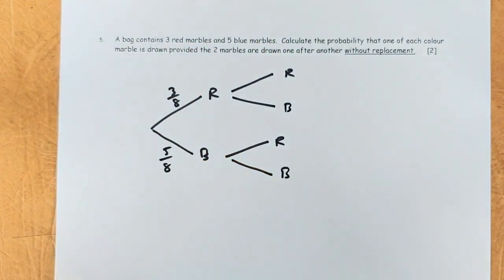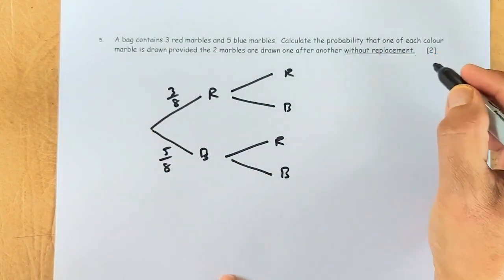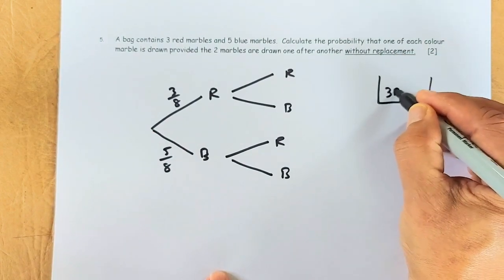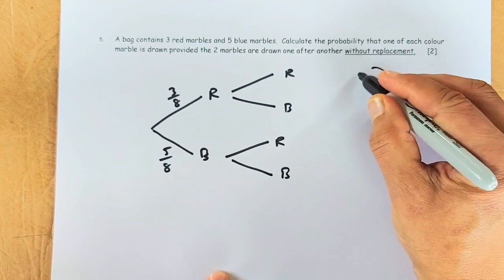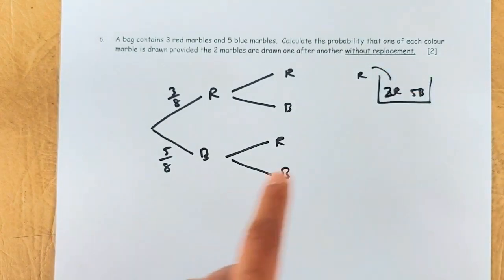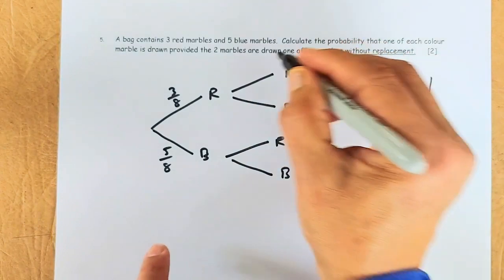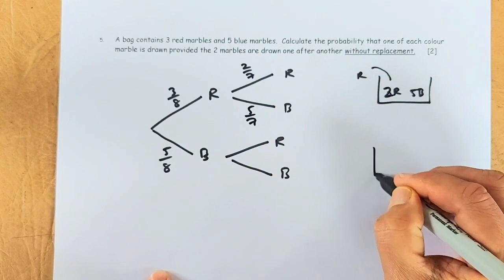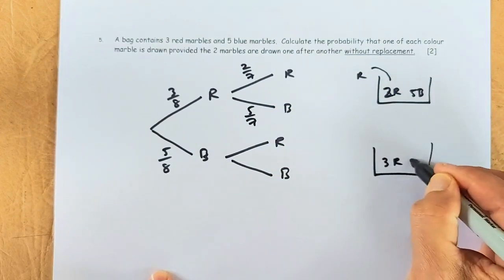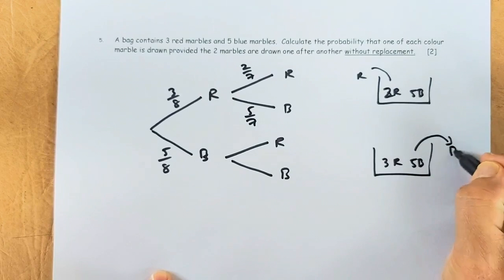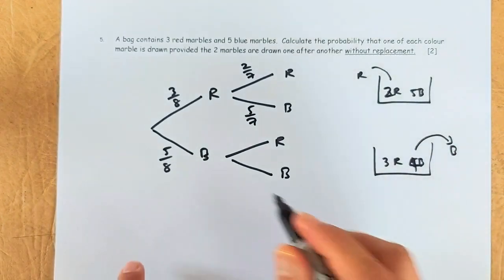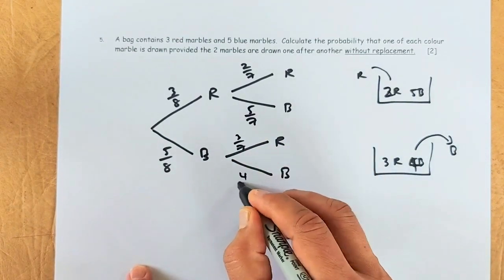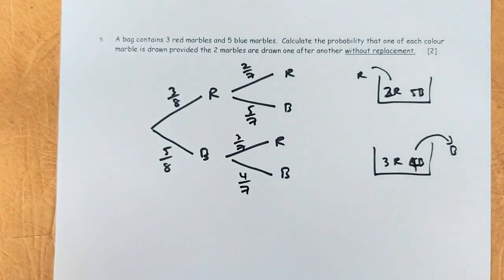Now this is without replacement, which means you take it out, you don't put it back. So initially it was 3 red and 5 blue. If the first ball is a red, this becomes a 2. So now to get the next red, it's going to be 2/7, and to get the next blue is 5/7. Similarly, if the first ball drawn is a blue, the blue becomes 4. So now the chance of a red is 3/7, and the blue is 4/7.